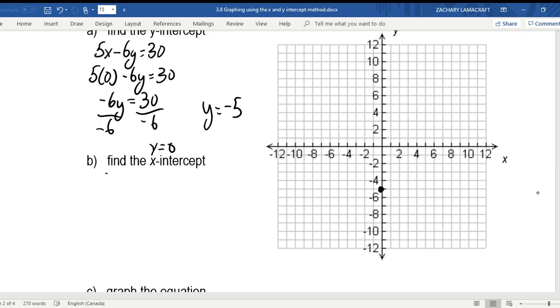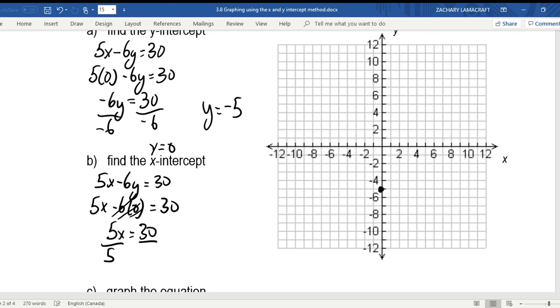For the next part of graphing this line, we're going to set y to 0. So we would sub in 0 into the y position, and that would cancel itself out. So it'd be 5x is equal to 30. If we want to get x by itself, we divide both sides by 5, giving us the answer of x equals 6. Simply, we put our point at 6.